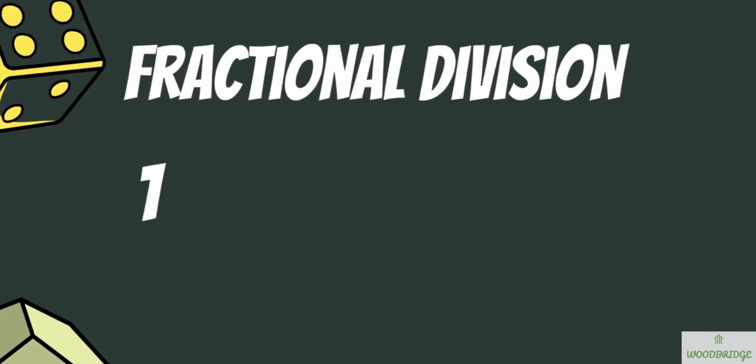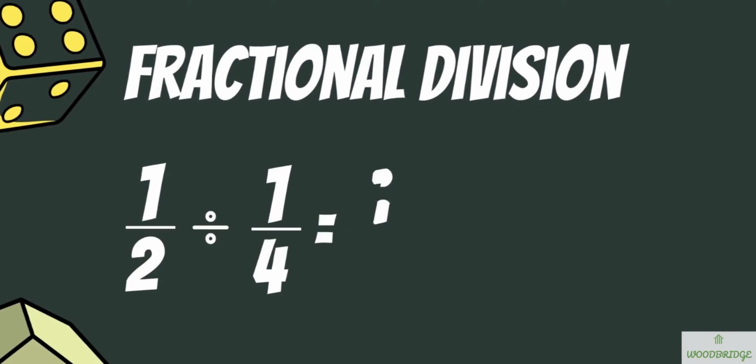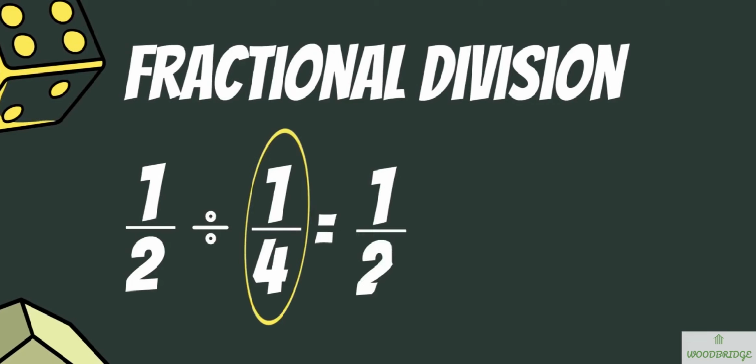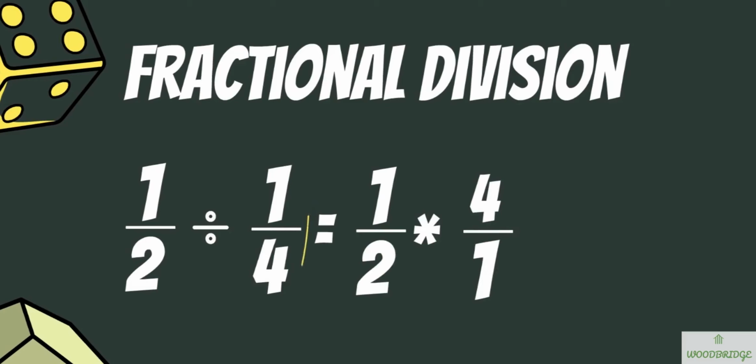Fractional division is much the same. Consider a half divided by a quarter, 1 over 2 divided by 1 over 4. To resolve it we turn the divide part over then multiply. We know a half divided by a quarter is 2. 1 over 2 times 4 over 1 is 4 over 2, which is, of course, 2.